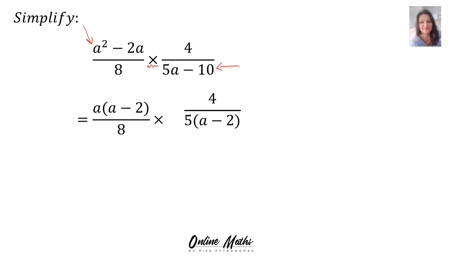Now that everything is factorized and it's multiplication right through, we can cancel. So we can say a minus 2 goes in itself once, a minus 2 goes in itself once. And then we can also say 4 goes in itself once, 4 goes into 8 twice. And then what's left? On the numerator, on top, it's a times 1 is a, and at the bottom, 2 times 5 is 10.